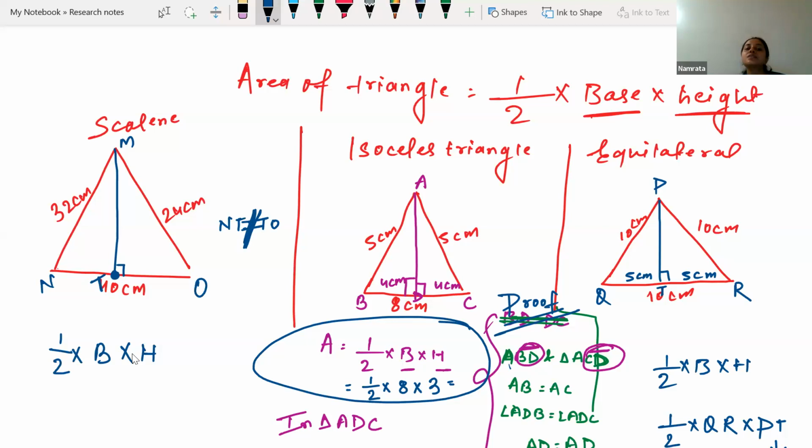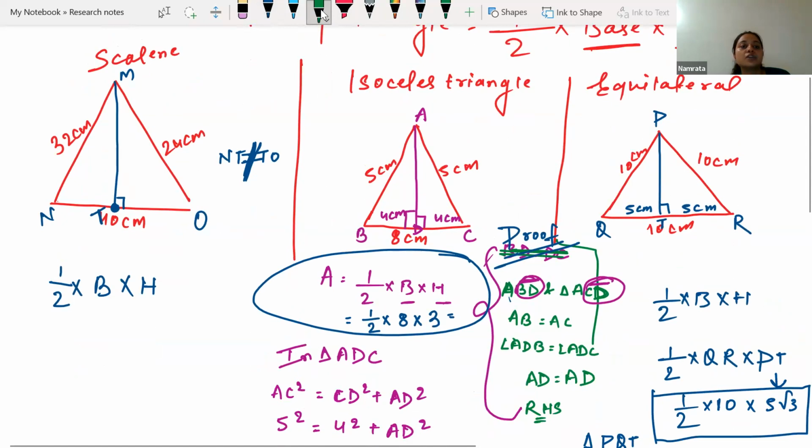Why? Because there is a theorem which says whenever you drop a perpendicular in an isosceles triangle or equilateral triangle, that perpendicular will act as a perpendicular bisector of the other side. But here, when you are dropping a perpendicular, that perpendicular will not work as a perpendicular bisector. Why? Because once you try to prove these triangles congruent, that is not possible over here.